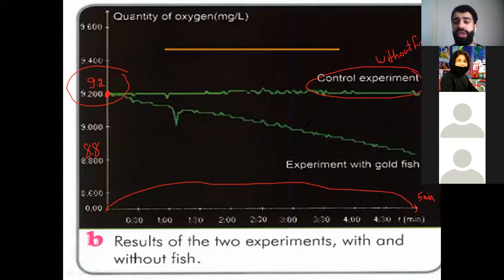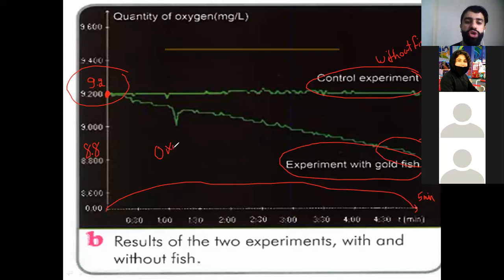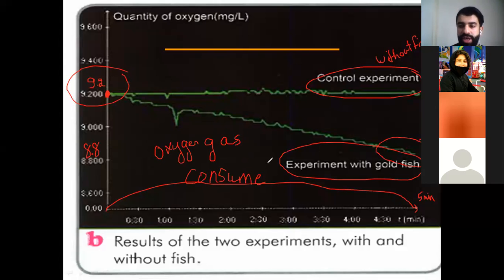Whereas the quantity of oxygen in the experiment with the goldfish decreases to a lower level, meaning that the amount of oxygen was consumed. Oxygen gas was consumed by the fish, and that's why the amount of oxygen decreases. From now on, whenever the level of any gas decreases, this means that this gas is consumed. While in the control experiment, we don't have fish, so there is no consumption of the oxygen gas.